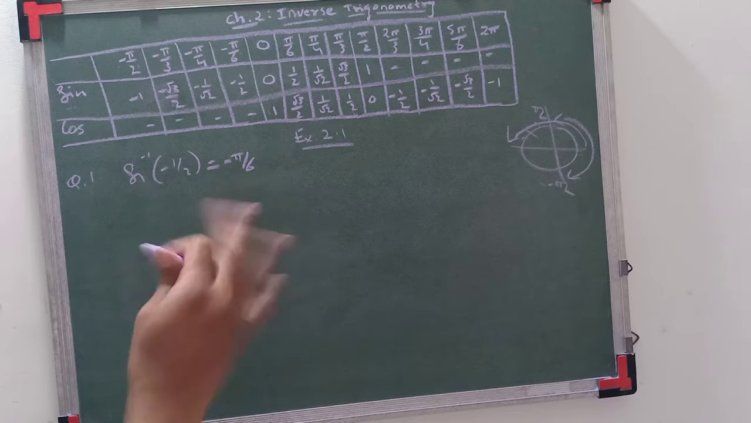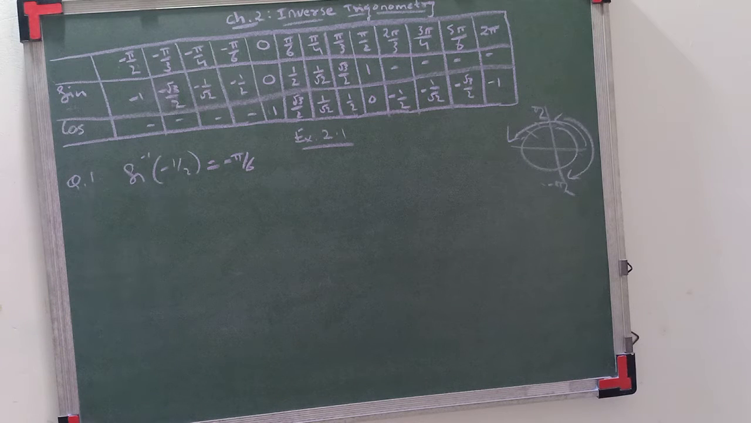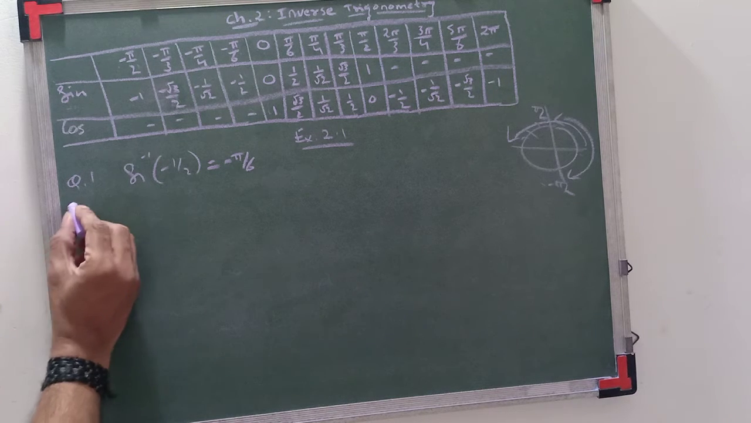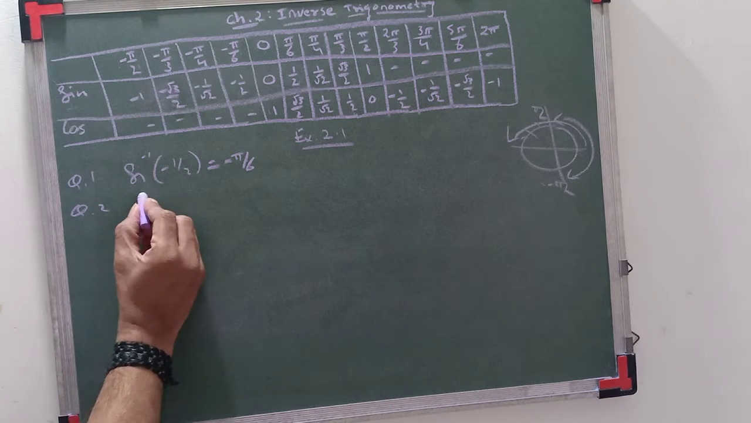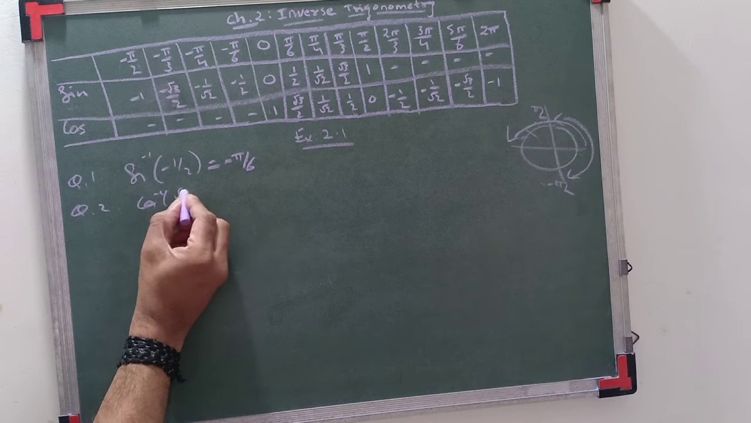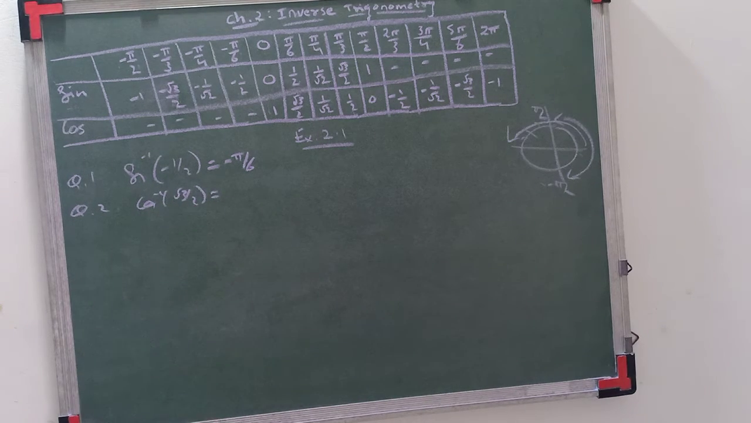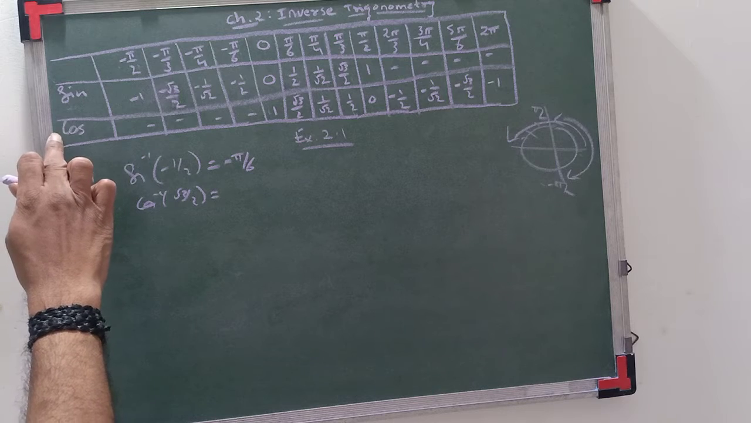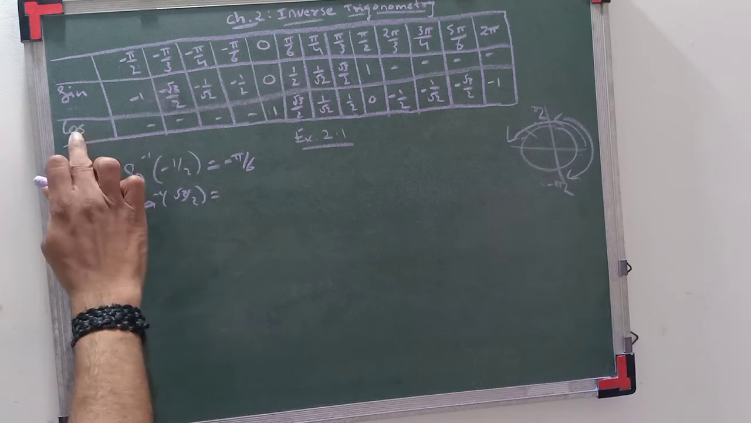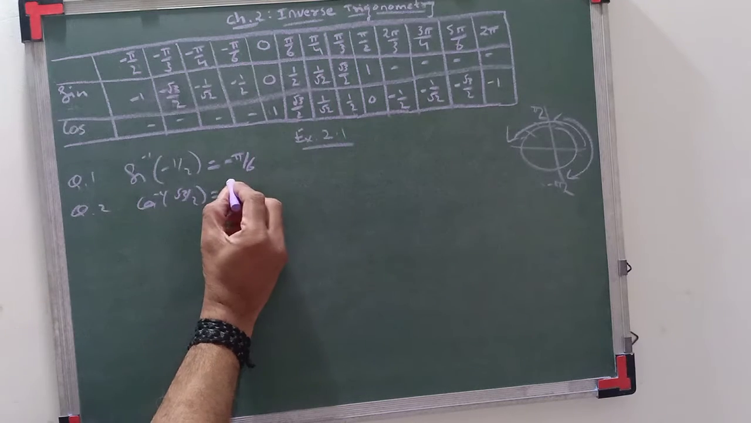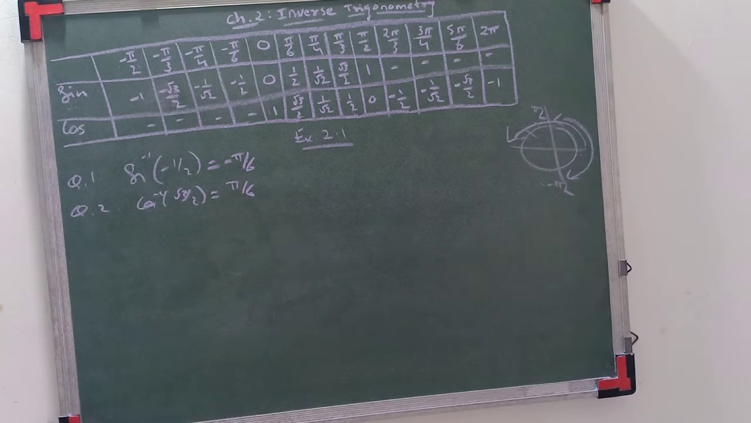Just this table is important. Through the table directly you can say it is minus pi by 6. Okay, then second is cos inverse of root 3 by 2. Again same, in the row of cos, you see where you are getting root 3 by 2, you are getting it under the column of pi by 6. So answer is pi by 6.